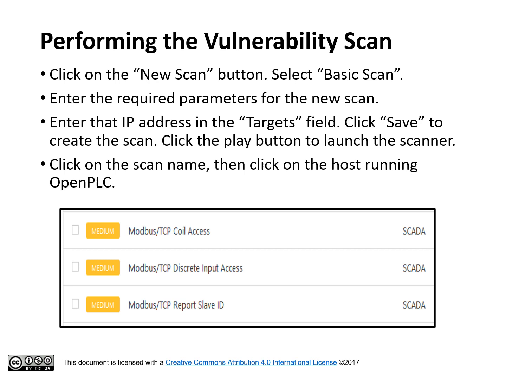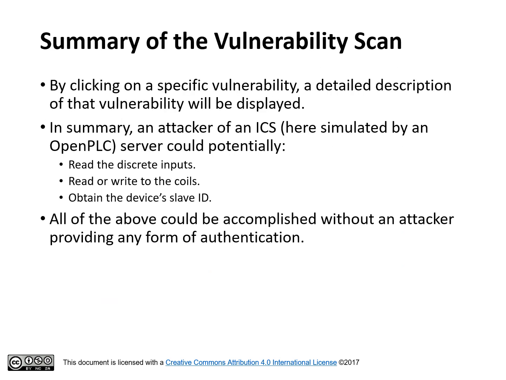You should notice 3 detections in particular, listed as SCADA in the family column as shown in the figure below. By clicking on a specific vulnerability, a detailed description of that vulnerability will be displayed. In summary, an attacker of an ICS, here simulated by an OpenPLC server, could potentially read the discrete inputs, read or write to the coils, or obtain the device's slave ID. All of the above could be accomplished without an attacker providing any form of authentication. These actions are part of the pen testing activities.